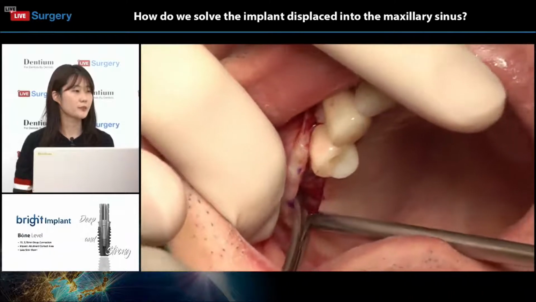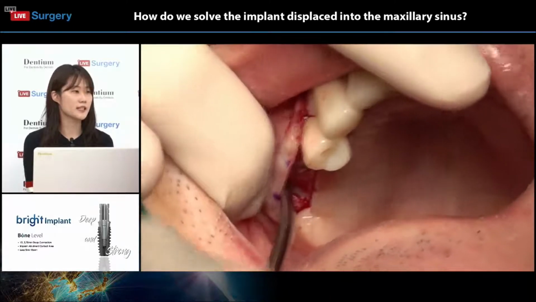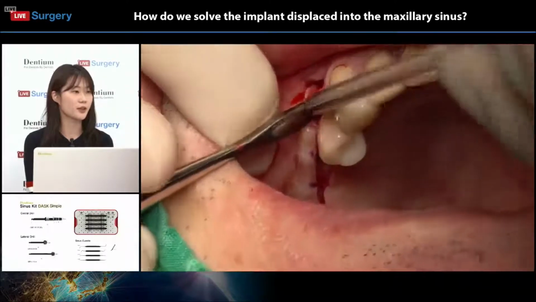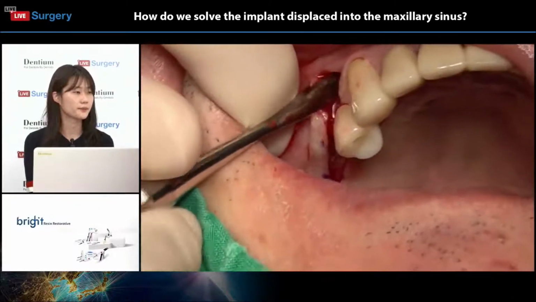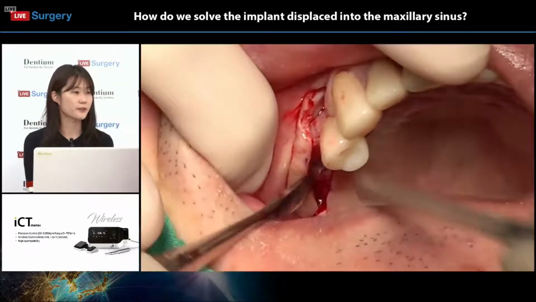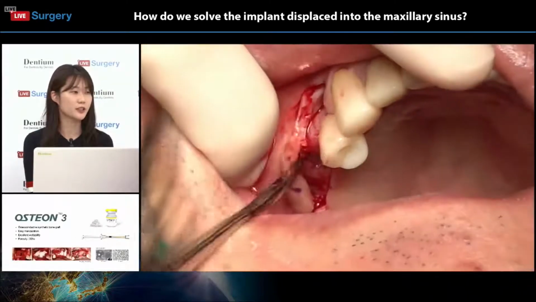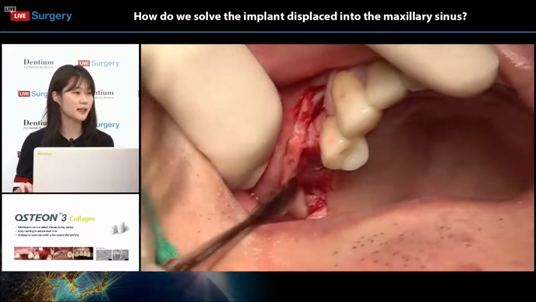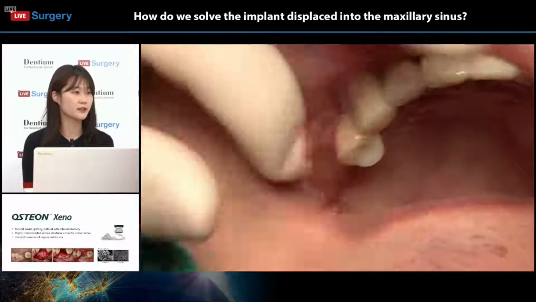To facilitate the approach to the maxillary sinus, it is very helpful if you ask the patient to slightly close their mouth. The vertical incision was made from the first premolar and the circular incision was also made. The flap is being elevated with the periosteal elevator.